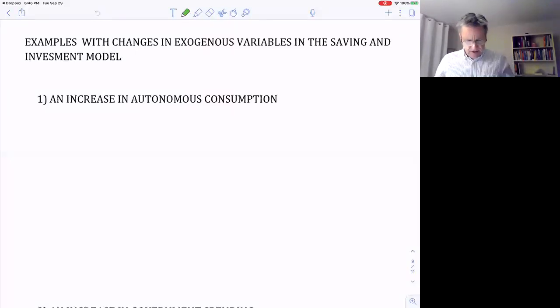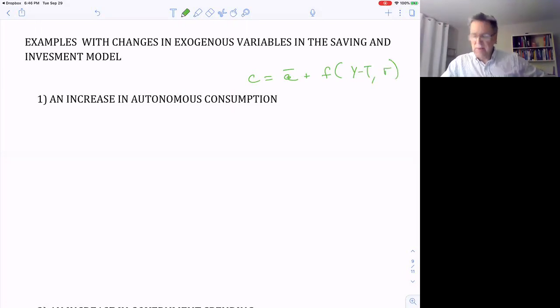So on the consumption function, remember that consumption is equal to autonomous consumption plus some function of disposable income and the real interest rate. So autonomous consumption is that y-intercept on the consumption function, and it includes anything else that's not disposable income or interest rate. So let's see what happens in this model.